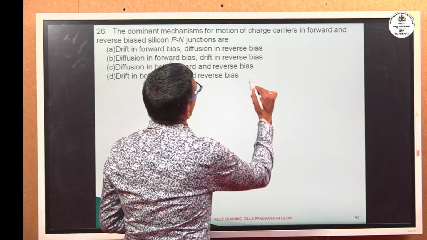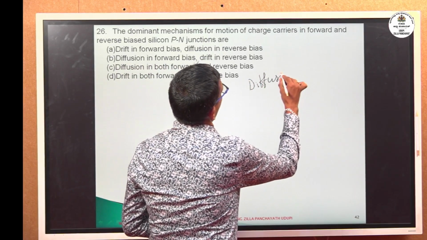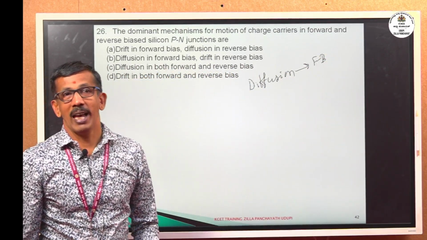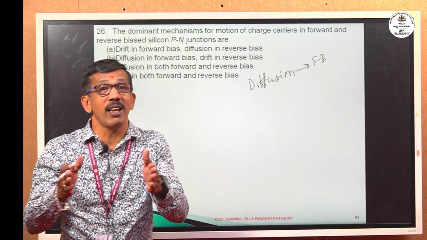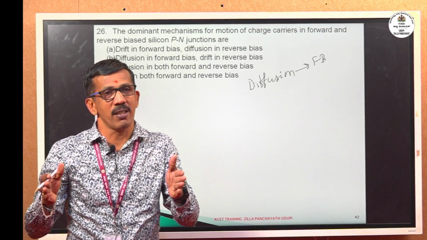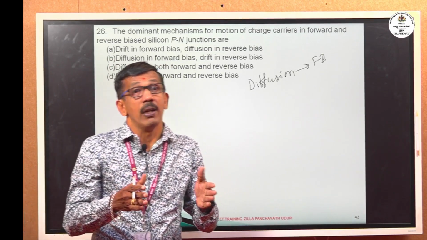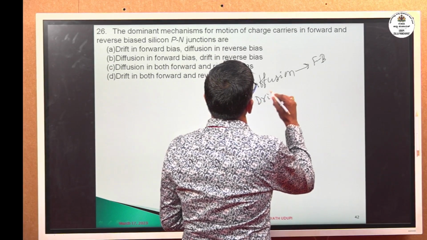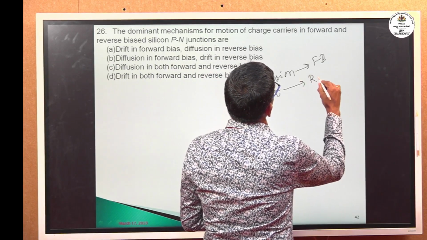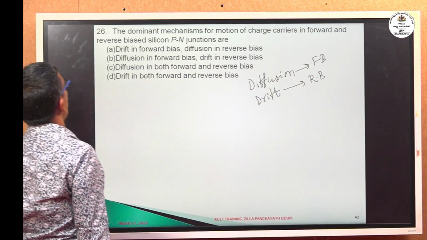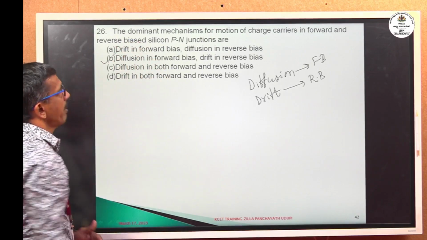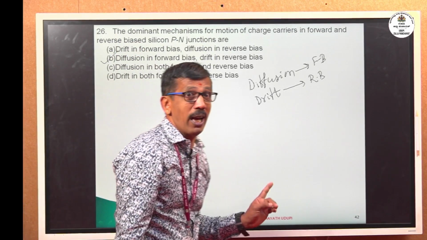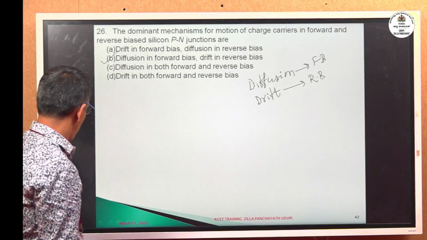Diffusion is the process that takes place in forward bias. In reverse bias, when the diode is reverse biased, the width of the depletion layer increases. As the width of the depletion layer increases, drifting of minority carriers increases. So drift is the process taking place in reverse bias. So, diffusion in forward bias, drift in reverse bias is the right answer for question number 26. Now we move on to the next question.